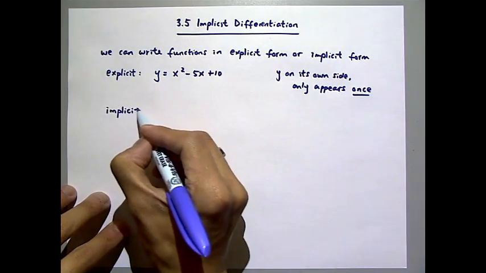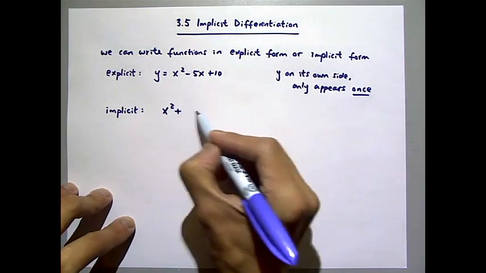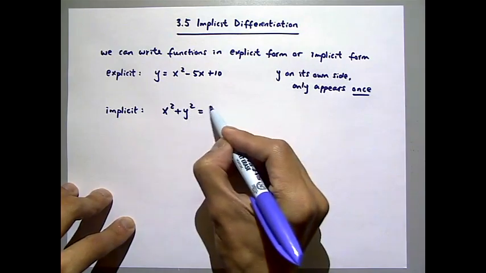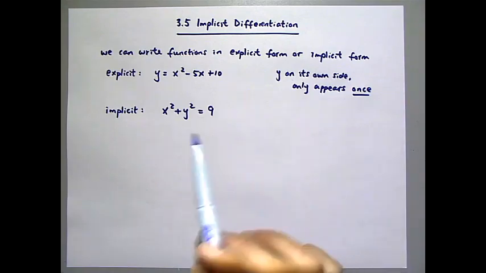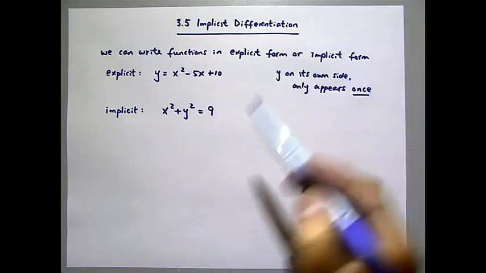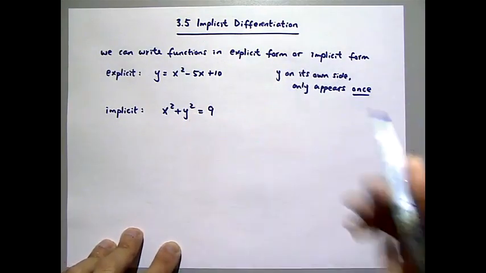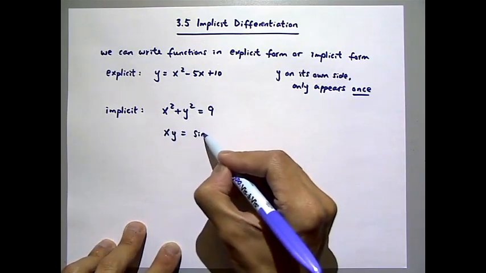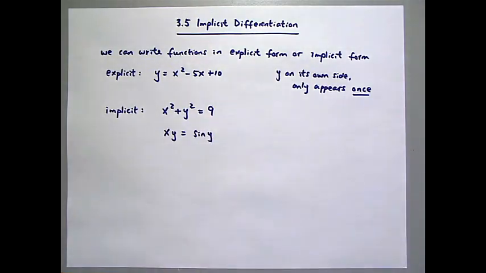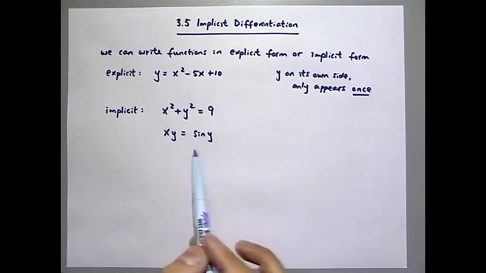Compare that to the implicit form. Okay, so here's an example of an implicit form. It's an equation of a circle, right? y is not on its own side, and even though it shows up once, it shows up in an inconvenient form, y squared. Here's another example. Here we have y showing up more than once, and again, showing up in an inconvenient form in some way.